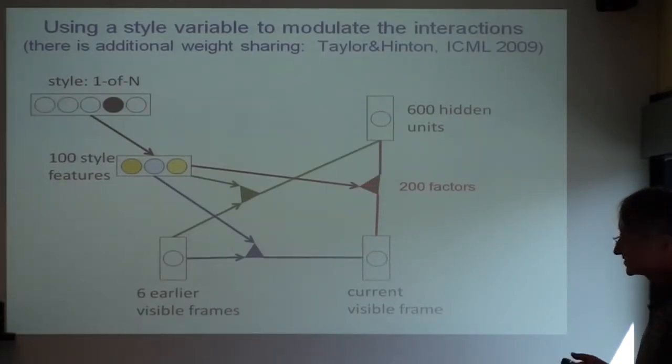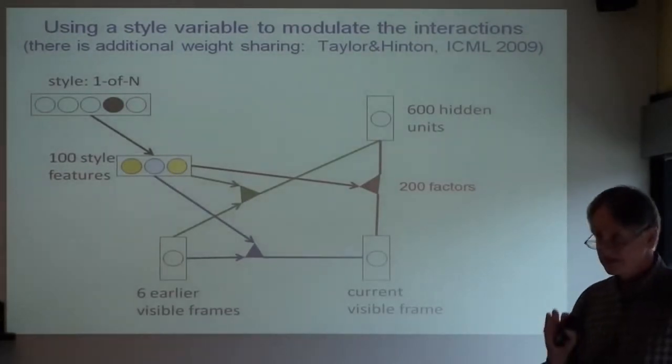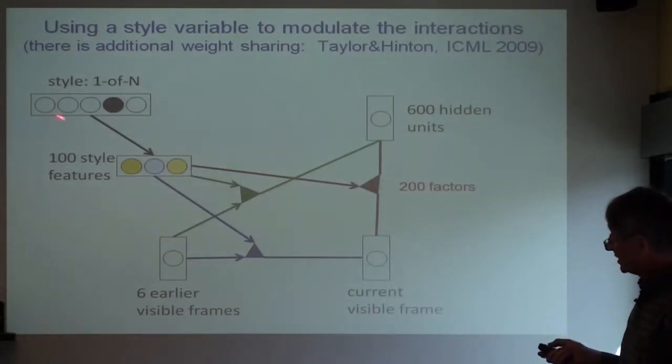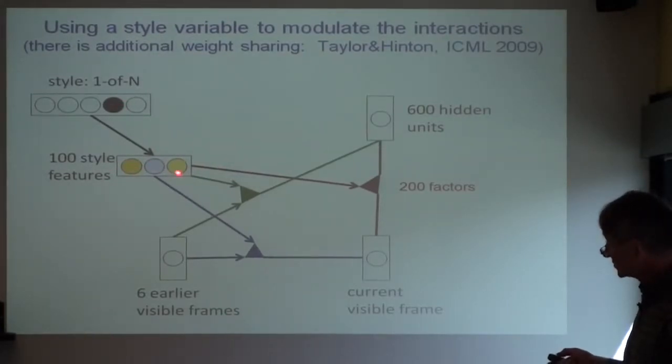And we have a 1 of n style variable. So we have data and we tell it the style when we're training it. So that's sort of semi-supervised. It learns to convert that 1 of n representation into a bunch of real-valued features. And then it uses these real-valued features as one of the inputs to a factor.